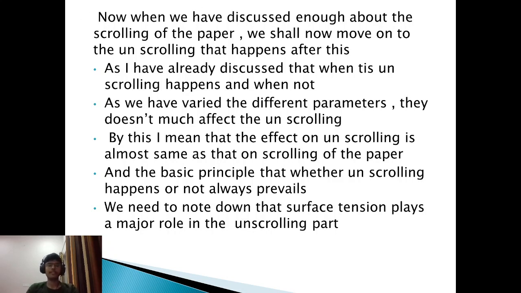Now let us move towards the unscrolling that happens after this. As I discussed, unscrolling happens only when the cylinder does not form. If the cylinder forms, the surface tension holds it, and if it happens to sink, then it unfolds. So we have very different parameters, but that doesn't much affect the unscrolling, and the basic principle about the formation of the cylinder and all that remains true at all times. We need to note down that surface tension plays a major role in the unscrolling part, as it holds the paper in that position, so unscrolling doesn't happen.